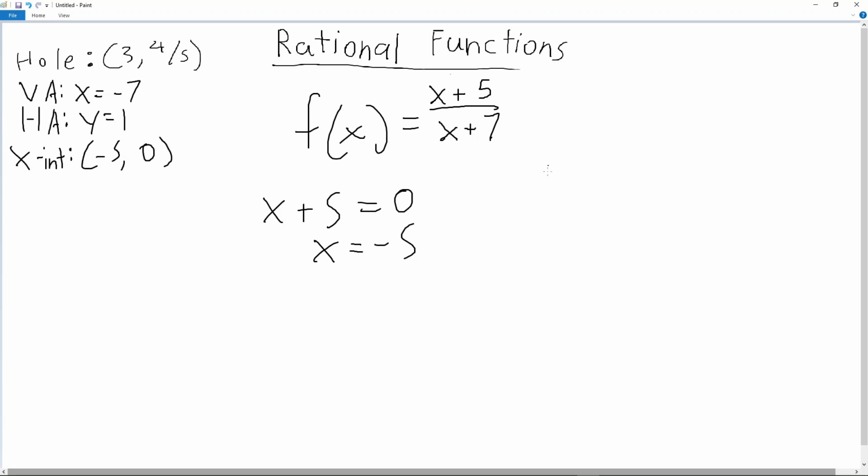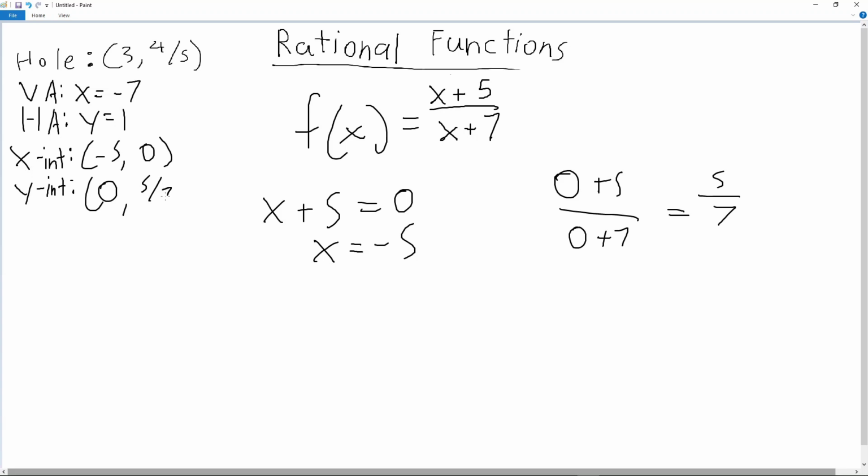Next, you can find the y-intercepts. You do so by setting all of these x's and replacing them with zeros. So 0 plus 5 over 0 plus 7. And this is 5 over 7. So this will mean that there is a y-intercept at 0, 5 divided by 7.